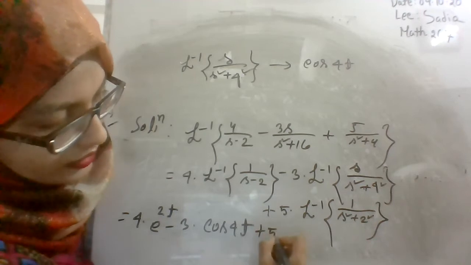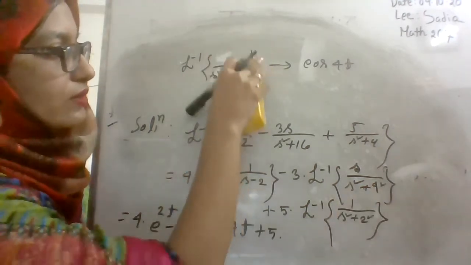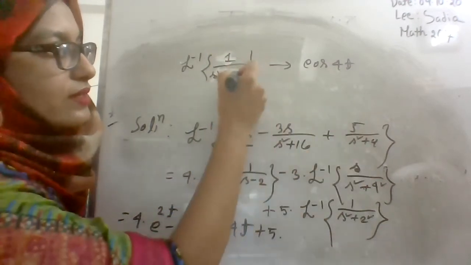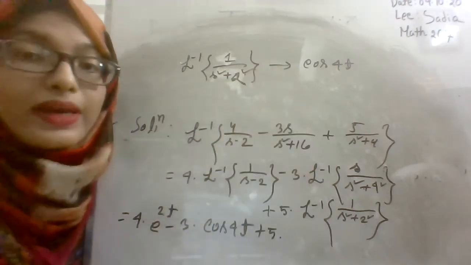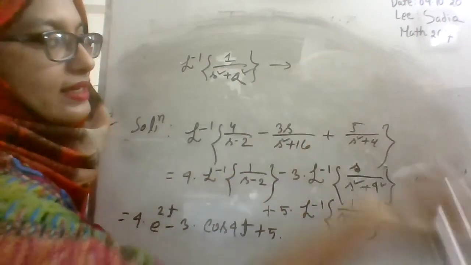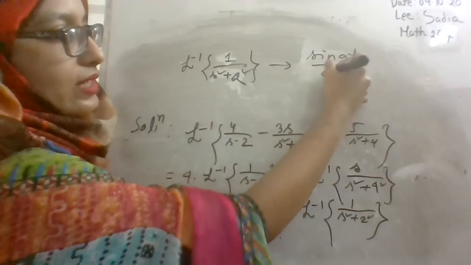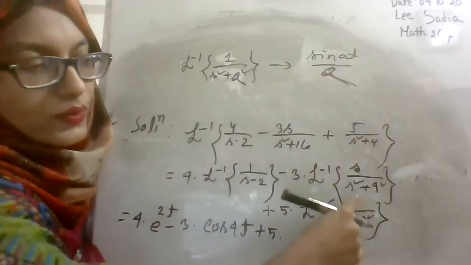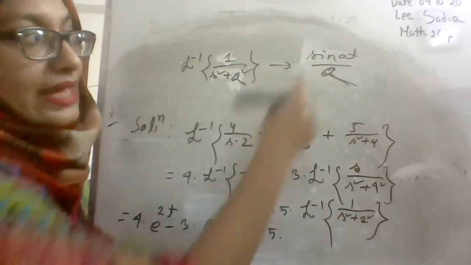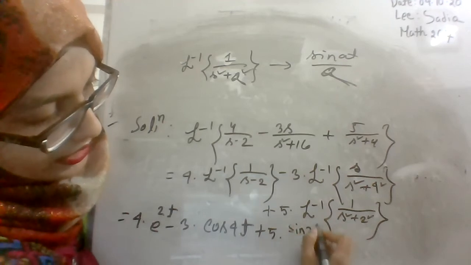And for the last one, 5 into 1 by s square plus 2 square, that means 1 by s square plus a square. What is the formula for 1 by s square plus a square? It is sin at by a, and here our a is 2. So the answer will be sin 2t by 2.